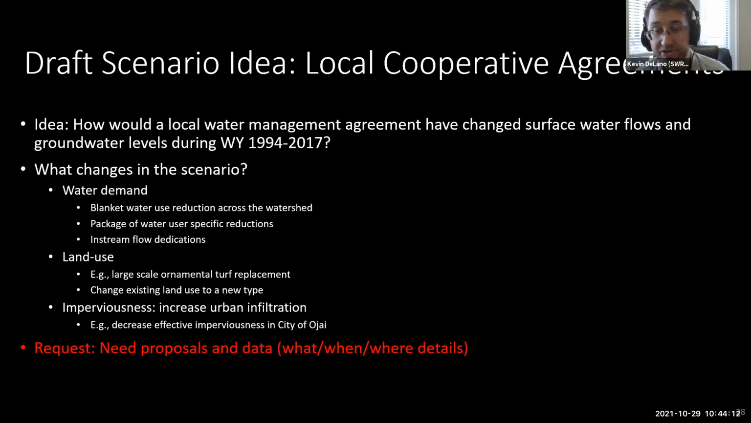So what would we change in this scenario? And I was mentioning this to Regina Hirsch, who I think is off. There's a hand up.